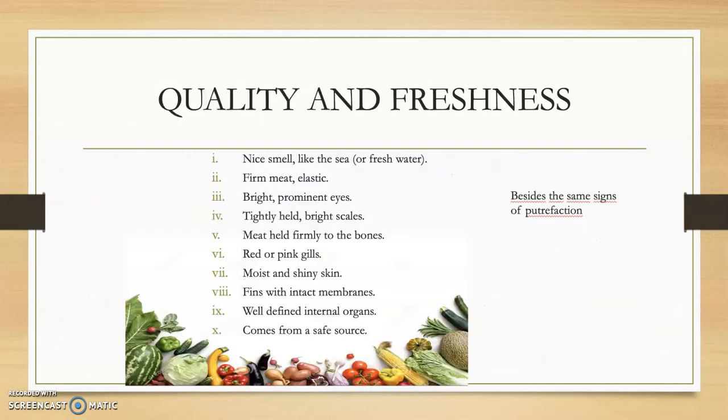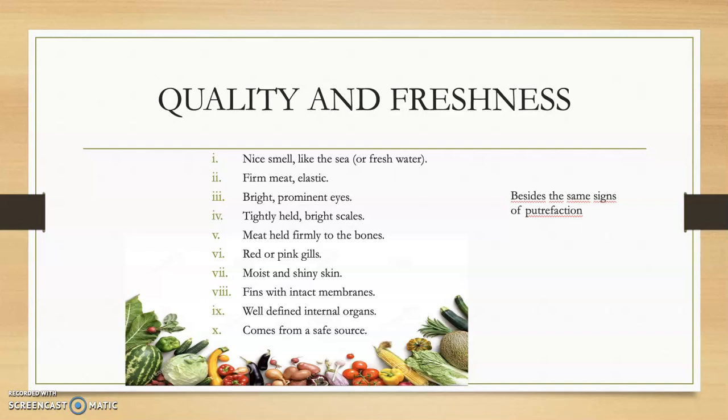Then we have the quality and freshness of the fish. In the first place, we have to check it has a nice smell like the sea or fresh water. In the second place, we have to be sure that we have a firm meat and that it is elastic. The third step is to check the bright and the prominent eyes. The fourth step is the tightly held and the bright scales.